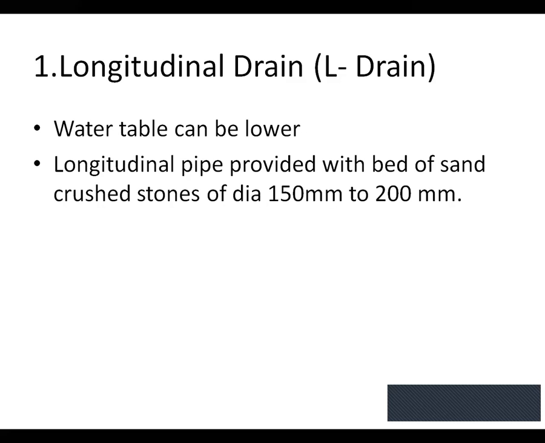So the water table can be lowered by providing longitudinal drains and cross drains below the pavement structure at the specified depth. When the water table is high and the water rises above the drains, the water is collected in the drains and discharged properly, so that the water table does not affect the road surface.